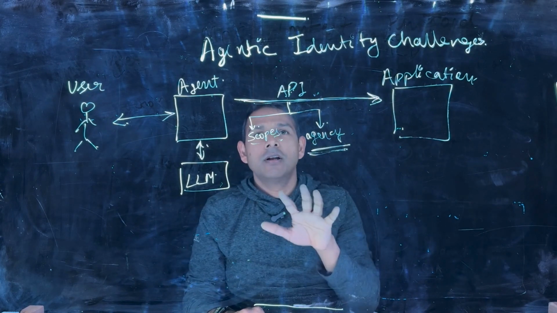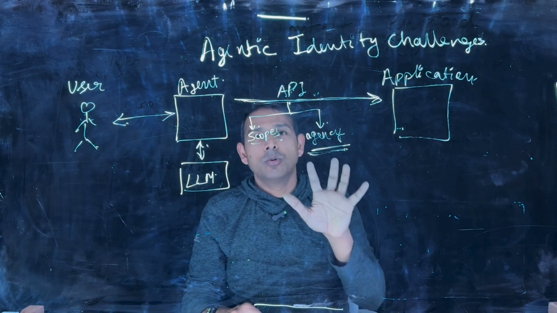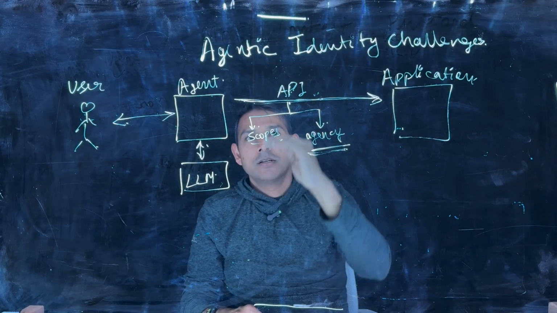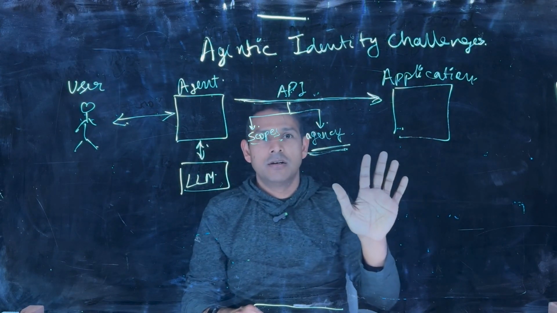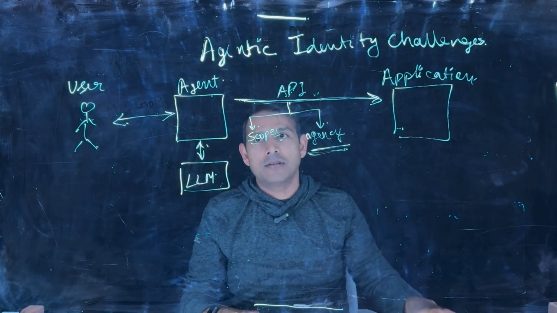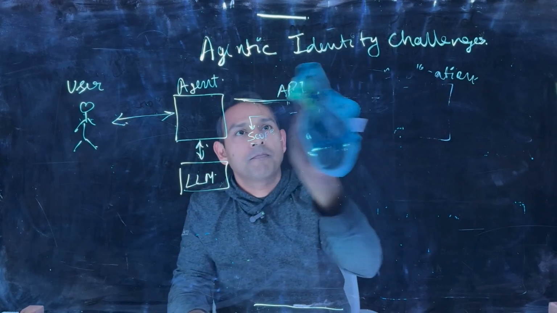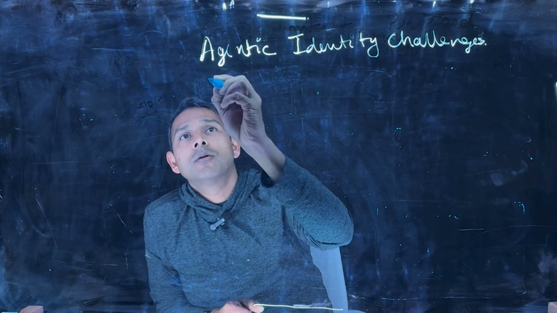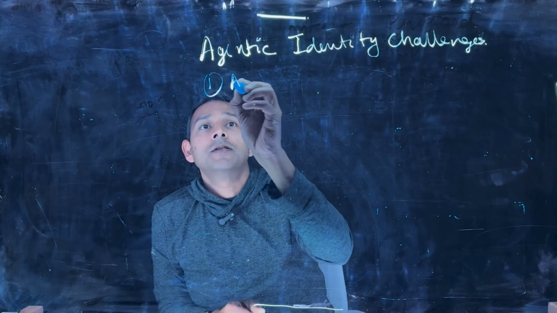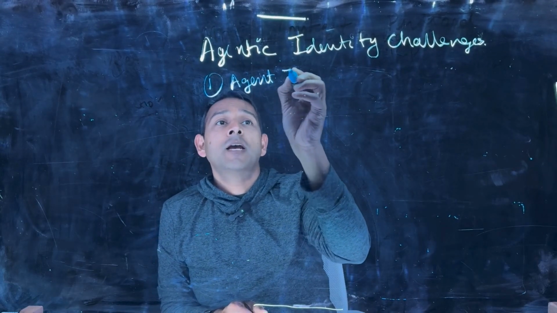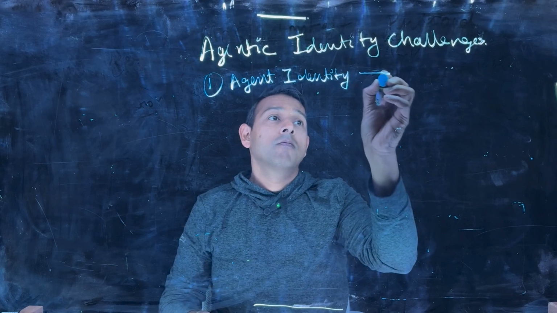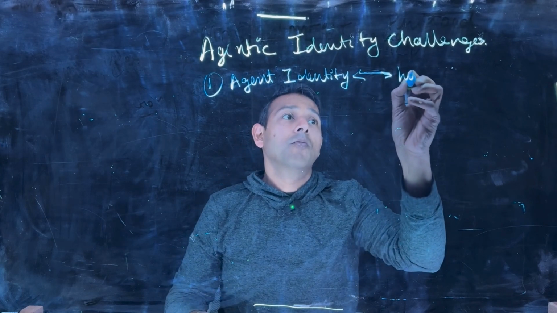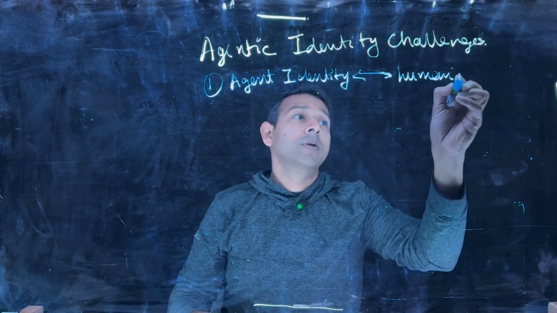So let's actually drill a little deeper into the entire set of challenges related to agents connecting to applications using APIs. So the first question that we want to try and answer is, is the agent identity connected to human identity?